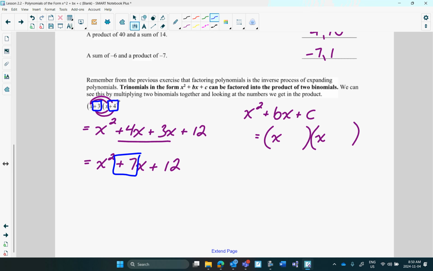Do you notice anything between the numbers in the binomials we multiplied and the number in the middle? They add. Those two numbers have a sum of 7. Notice anything about these two numbers in the binomials and the number at the end? They have a product.